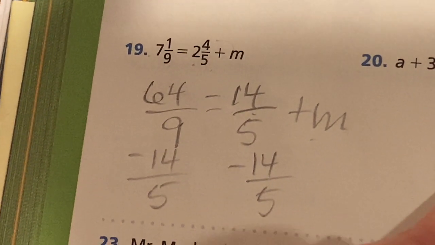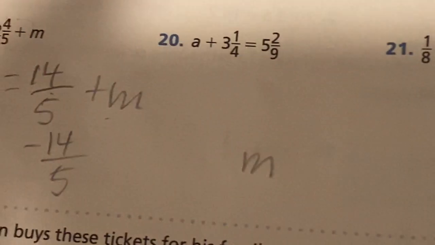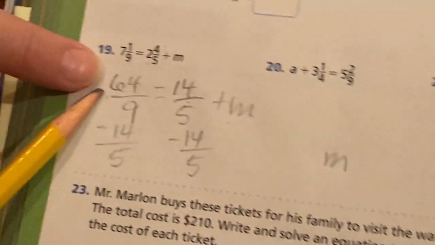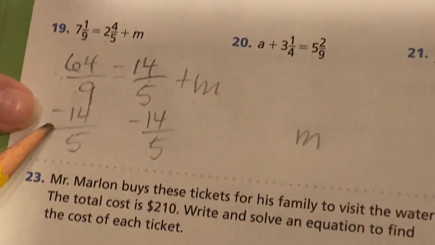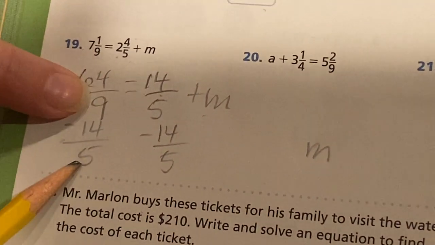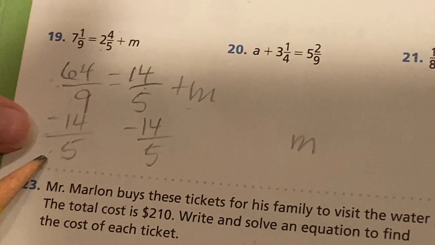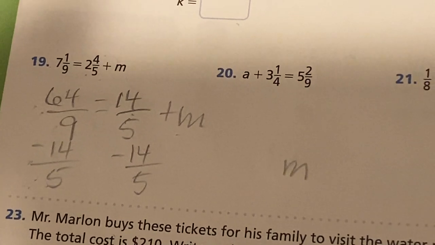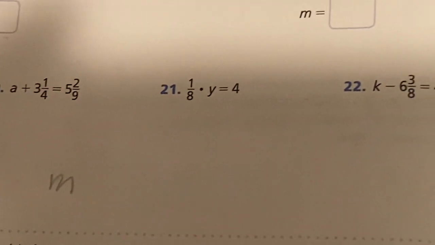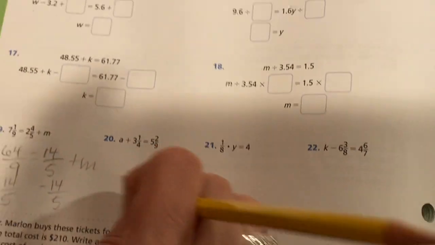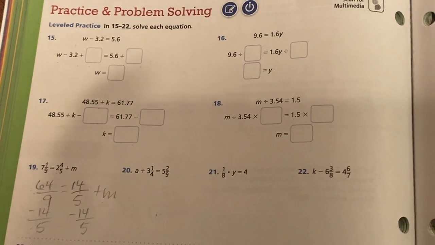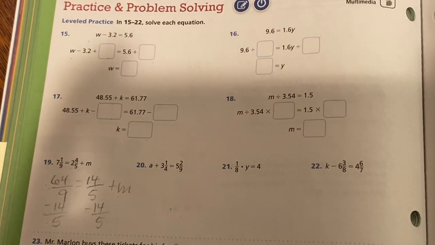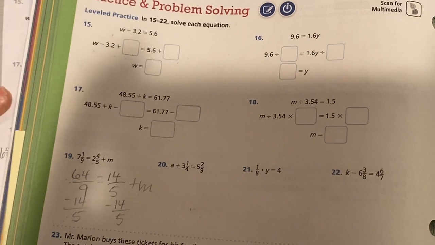So on one side you'll end up with m, but then what do you do in this case where you've got 64 ninths minus 14 fifths? You got to find that common denominator, right, so that you can do that. Okay? And you may need to do those for a few of these. All right, so go ahead and solve those, and then when you're done, look back here and we'll go over the answers.